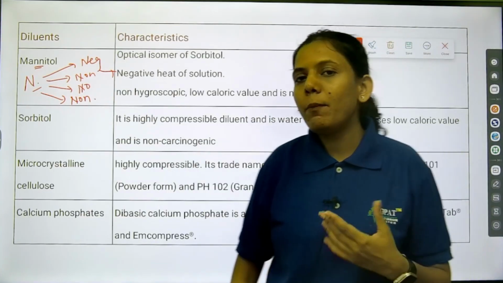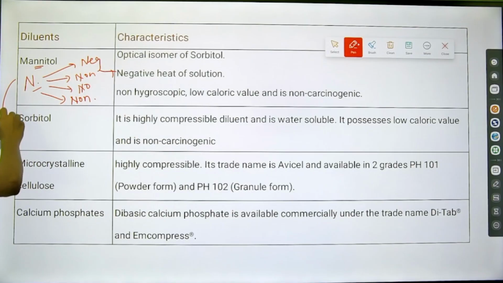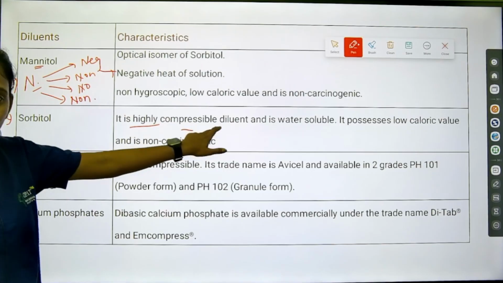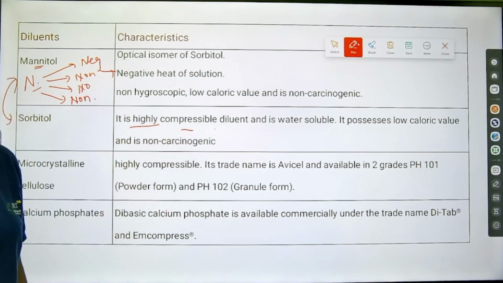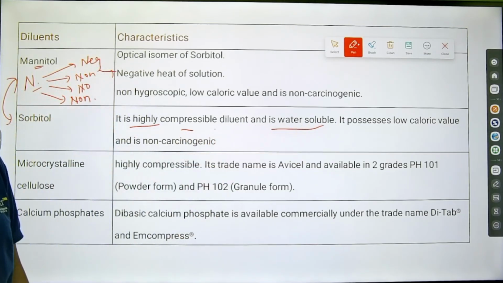One more thing to remember: it is the optical isomer of sorbitol. It is a highly compressible diluent. Now coming to sorbitol, it is highly compressible, which means it undergoes direct compression, and it is water soluble. Sorbitol has low calorie value and it is non-carcinogenic.